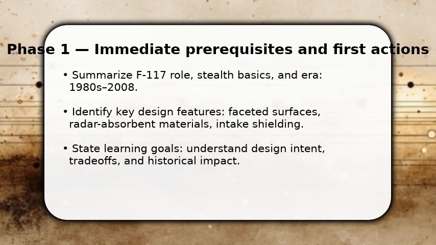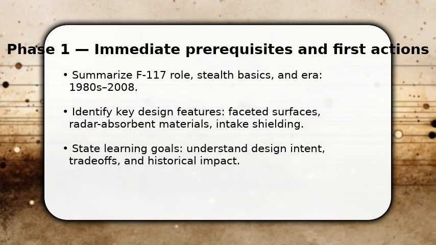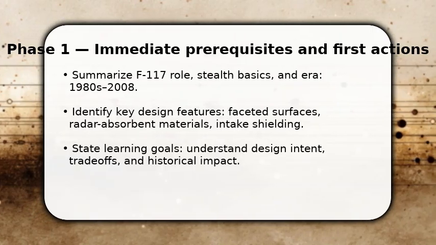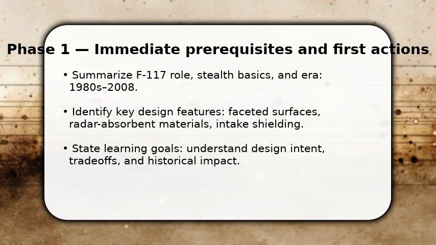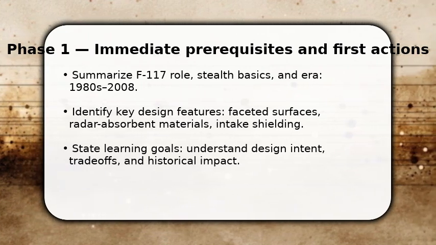Make sure to connect the era to constraints: computing power, manufacturing limits, and material science of the 1980s. You'll use those constraints to interpret later steps. This prevents confusing form with function and keeps your analysis historically accurate and technically sensible.